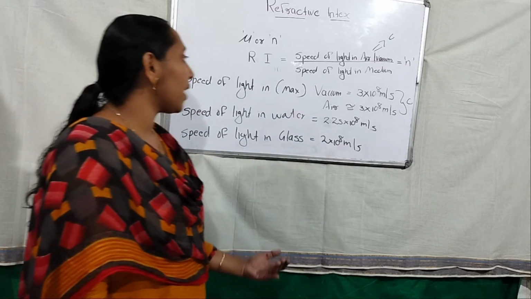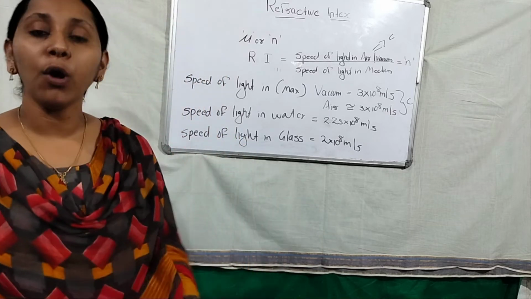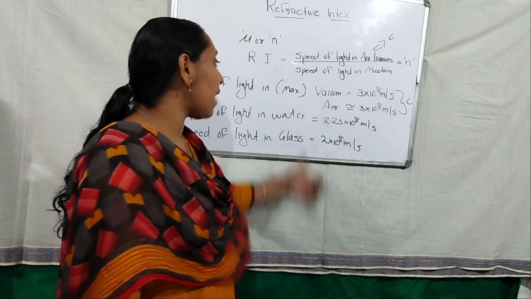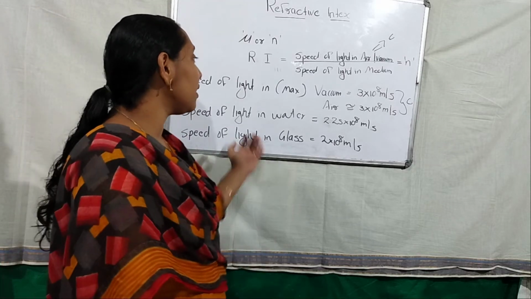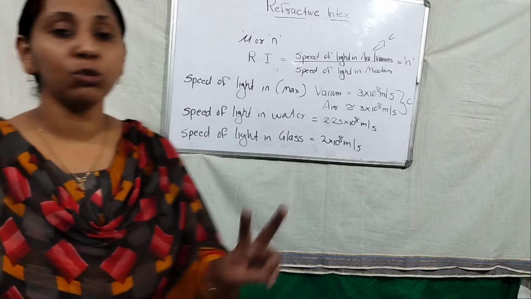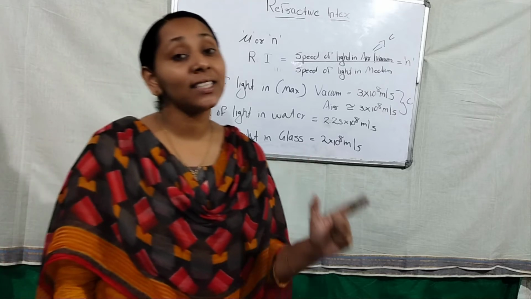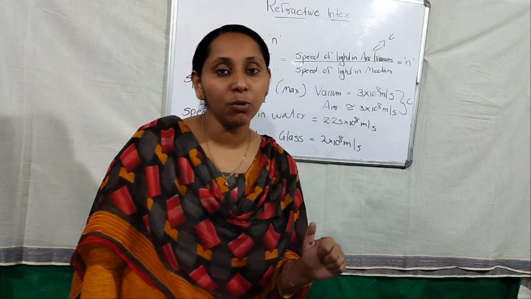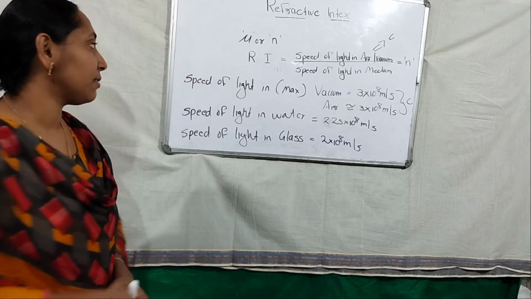Speed of light in air divided by speed of light in medium gives mu or n. No units are there. These are the different values of refractive index for different speeds in different media. Refractive index is commonly of two types, absolute refractive index and relative refractive index. So listen here, what is absolute and what is relative.